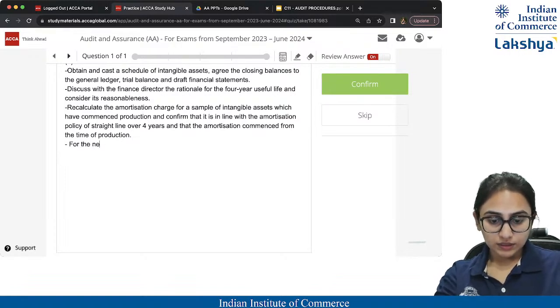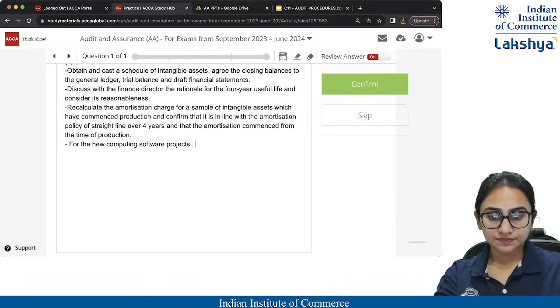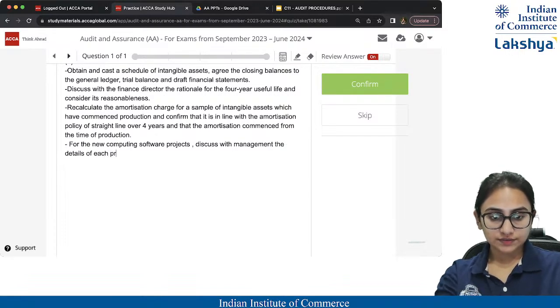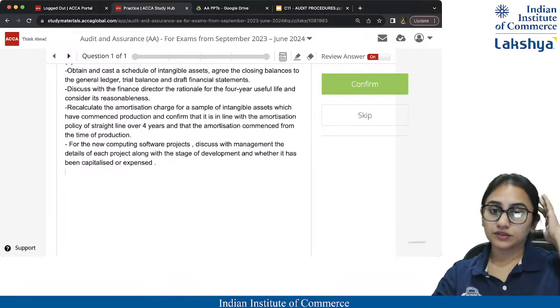So for the new computing software projects, discuss with management the details of each project along with the stage of development and whether it has been capitalized or expensed. Okay, for this new software projects.